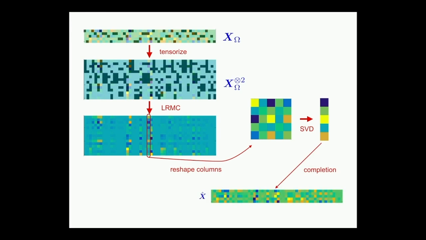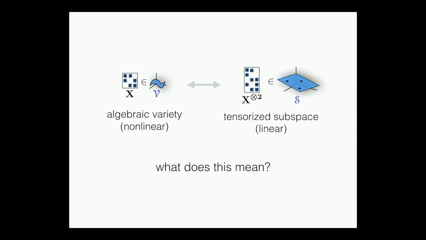OK, good. All right, so what does this all mean? It's saying, oh, you have a nonlinear algebraic variety. You do this tensorized business. Everything looks nice and linear. We know how to solve the linear problems. It's a familiar story that we use a lot in data science and machine learning.